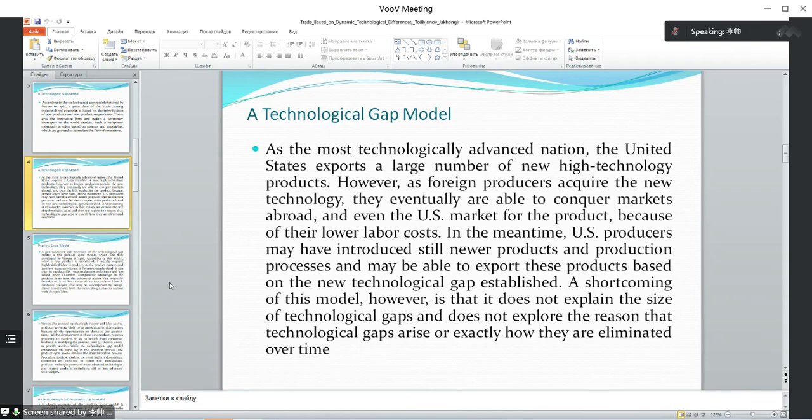However, as foreign producers acquire the new technology, they eventually are able to conquer markets abroad and even the US market for the product because of their lower labor costs. In the meantime, US producers may have introduced still new products and production processes and may be able to export these products based on the new technological gap established. A shortcoming of this model, however, is that it doesn't explain the size of technological gaps and doesn't explore the reason that technological gaps arise or exactly how they are eliminated over time.